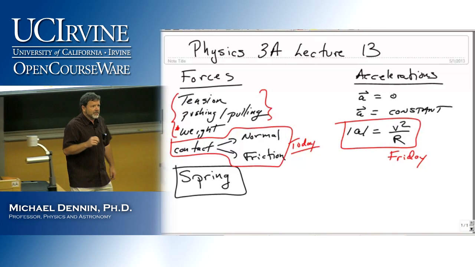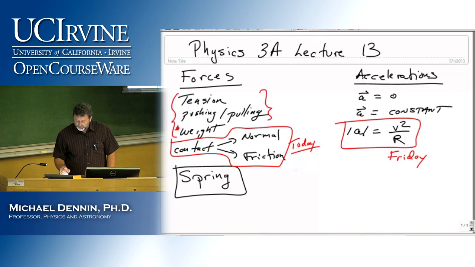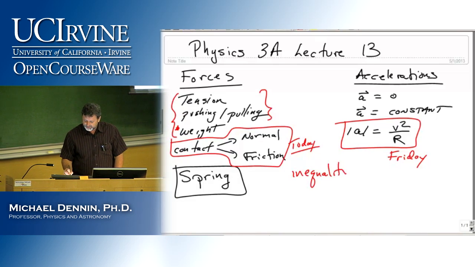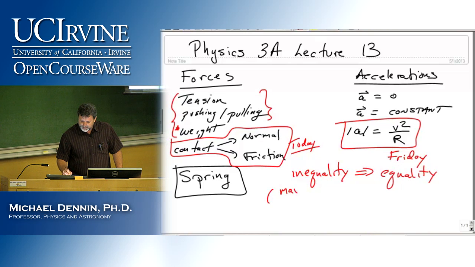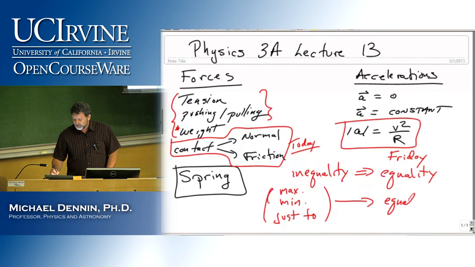And the conceptual challenge that we'll be dealing with in all of these problems is the fact that there's almost always going to be some sort of inequality that we're going to have to know when to treat as an equality. And what do I mean by that? I mean that we're going to be dealing with things like maximum, minimum, and just to. So maximum to move, minimum to move, maximum to not move, minimum to not move. We're just going to start moving. These are the phrases we're going to be using to figure out what to set equal, usually to 0, but not always.